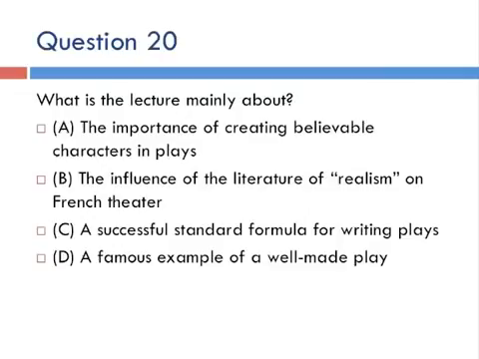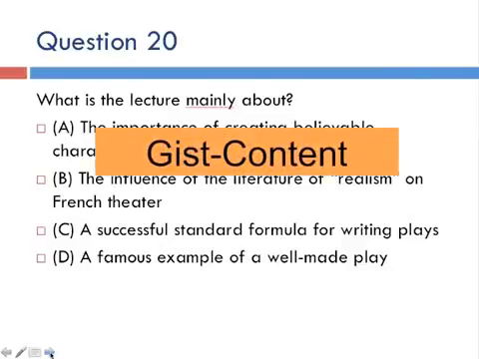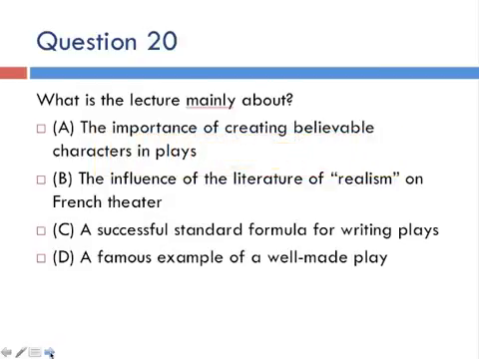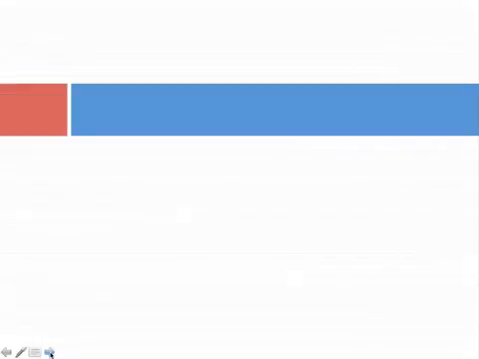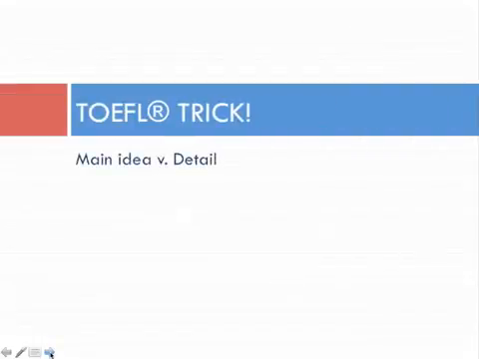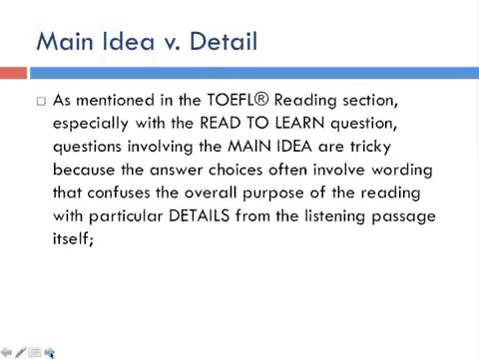So notice right away in the first question, that's exactly what we see. What is the lecture mainly about? So right away, we have our first gist content question, asking us about what is the basic idea of the listening. Now, this brings us to a trick, and you'll notice right away the trick involves, can we distinguish between a main idea and a piece of information like a detail?